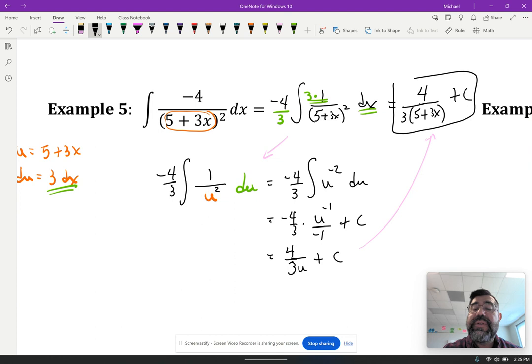This is the antiderivative that if I differentiate it, if I take the derivative, I get back to this. It works each and every time. I promise.